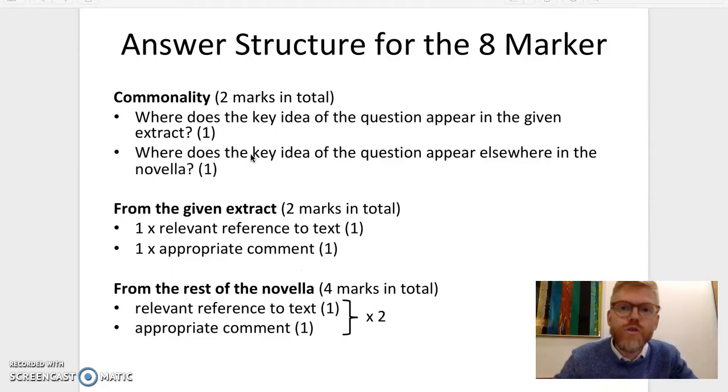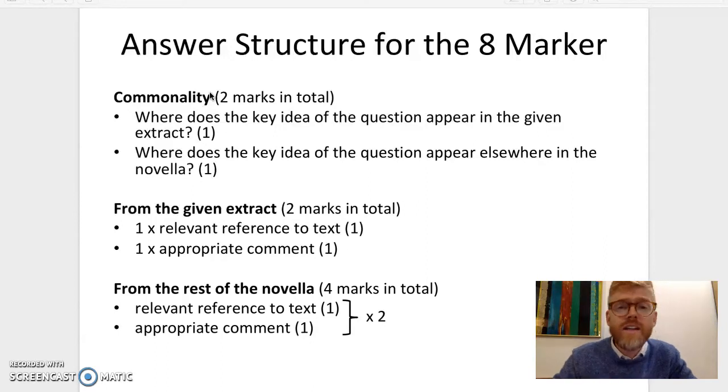The first 2 marks of the 8 marks are available for what's known as commonality. Now, there are 2 marks available for this, but only 2 marks available for this. So it's one of these situations where you don't want to miss it out, but nor do you want to do too much, because obviously you have other demands on your time in the middle of a critical reading paper, and you want to be as succinct and to the point as possible.